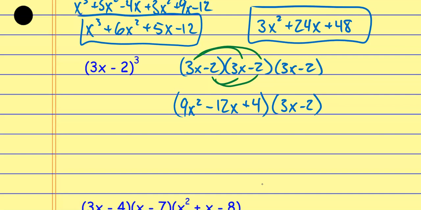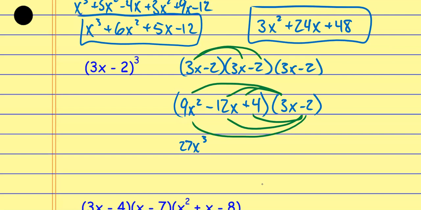And now I have a trinomial times a binomial. I can go ahead and do my distributive property again. Let me clear out that little space. Again, if you want to distribute backwards, that is okay. And I'm going to distribute the negative 2. Okay? So here, when I distribute the 3x, that gives me a 27x cubed minus 36x squared plus 12x. Now I distribute the negative 2. That's a negative 18x squared plus 24x minus 8.